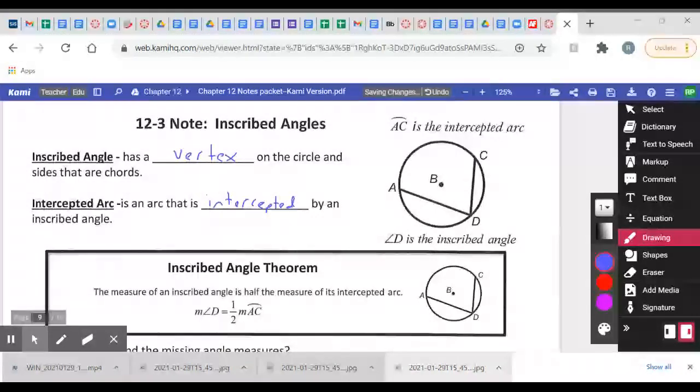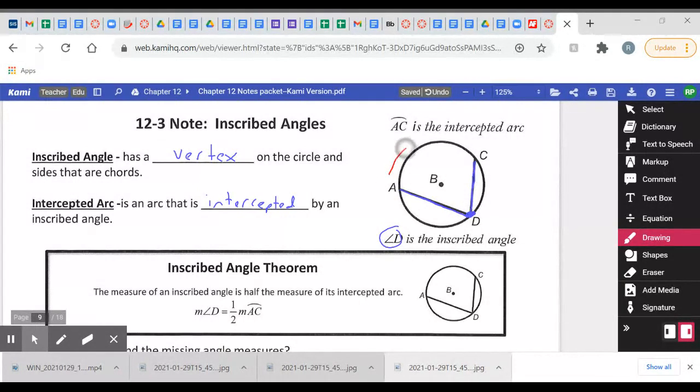by an inscribed angle. So if you look at this example over to the right, you can see that AD is a chord. We said that it is a segment that has both endpoints on the circle. We can see that CD is a chord. It has both endpoints on the circle. And so together, those two segments make an inscribed angle. So we can see that angle D here is the inscribed angle, where the vertex is actually on the circle at D. Okay, and then AC is the intercepted arc with that particular inscribed angle.